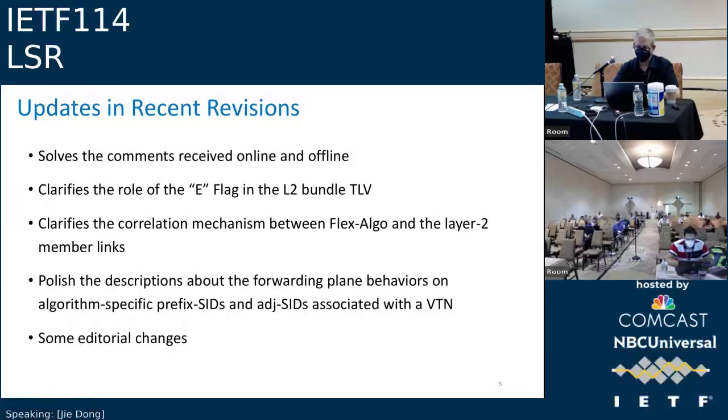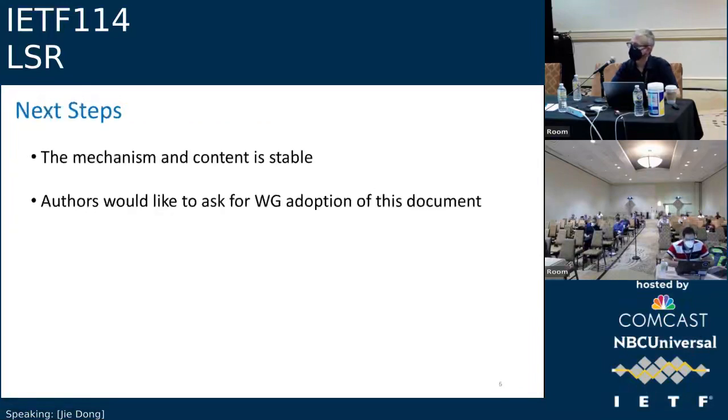Here are the updates in the recent revisions. Basically, we addressed the comments received both online and offline. We also clarified the role of the flag in the L2 Bundle TLV. We also clarified the correlation mechanism between the Flex-Algo and the layer 2 member links. There's some improvement in the descriptions about the forwarding plane behaviors based on the algorithm-specific prefixes and adjacencies which are associated with the VTN. And some editorial changes are made in these revisions. For the next steps, we think the mechanism and the content have been stable, and the authors would like to ask for working group adoption of this document.